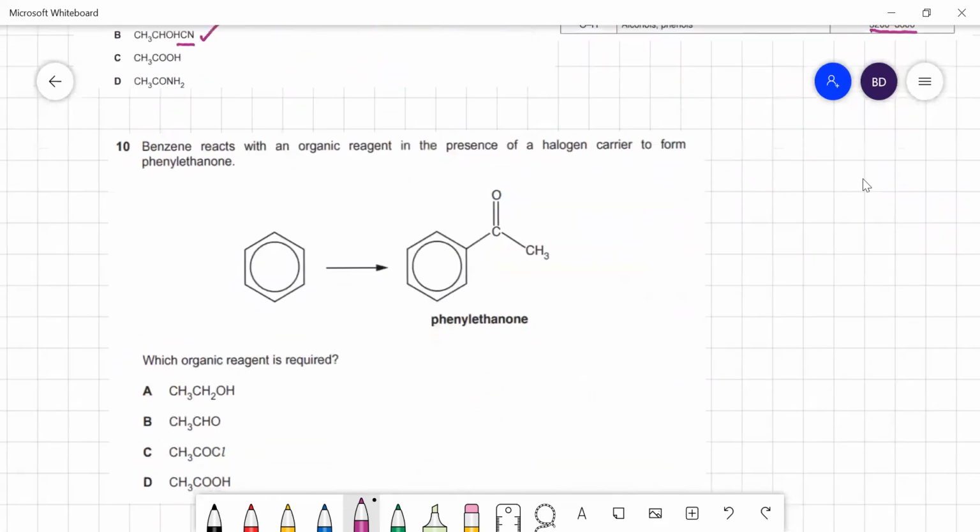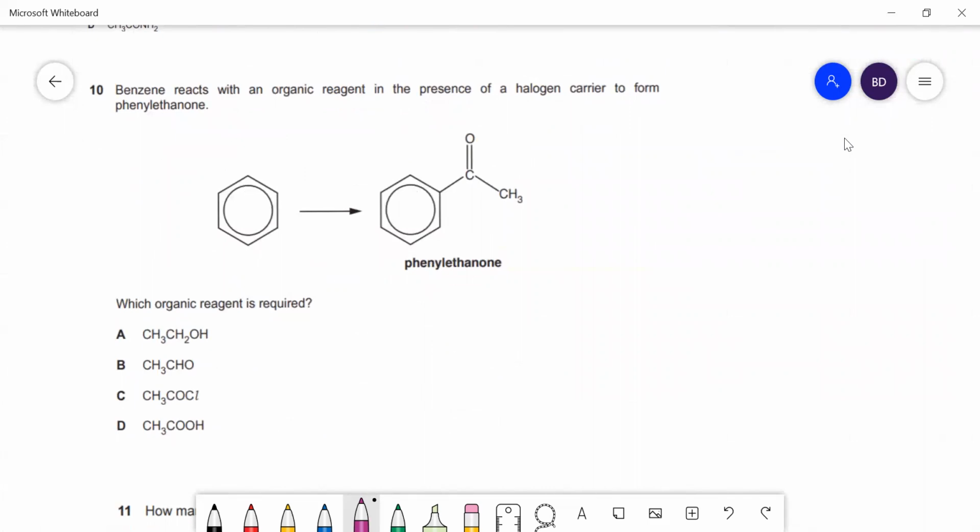Okay. Benzene reacts with an organic reagent in the presence of a halogen carrier to form phenylethanone. Right, so what we've got to do here is stick on that group. So that is going to be the electrophile. How do we generate that electrophile?